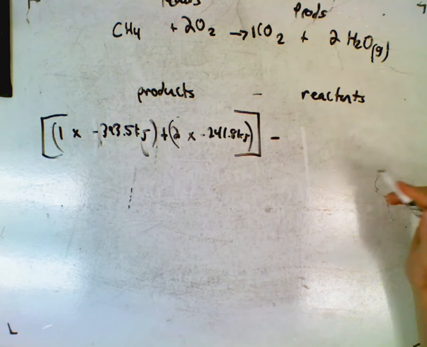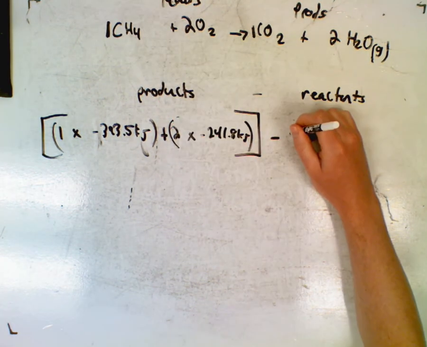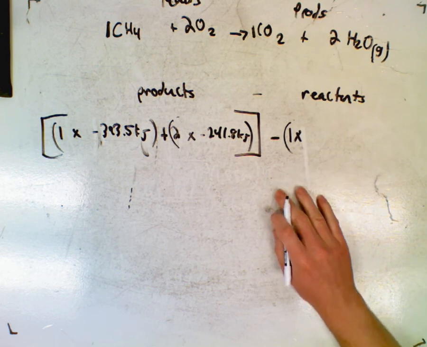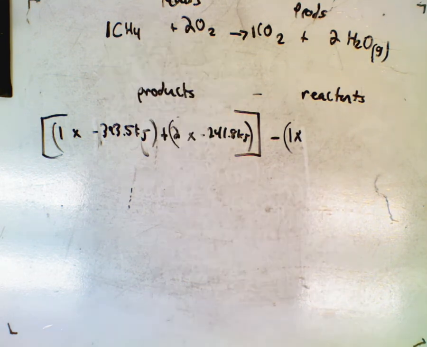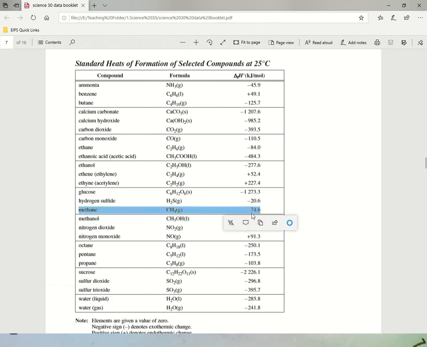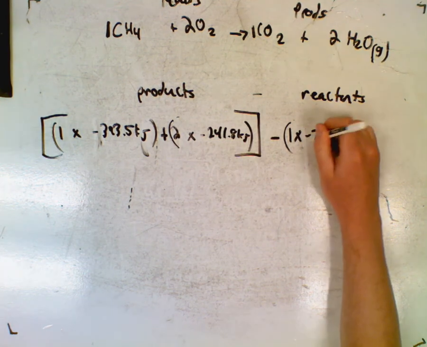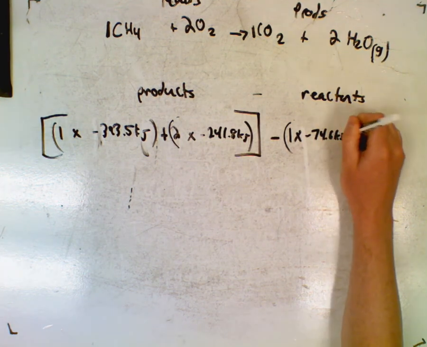Okay, and then I'm going to subtract it from my reactants. So there's nothing in front of this. So I'm going to go 1 times, put a bracket there, and I have to look up this, which is methane. So when I look up methane, which is CH4, it's negative 74.6. Okay, so I'm going to plug that in here, negative 74.6 kilojoules.